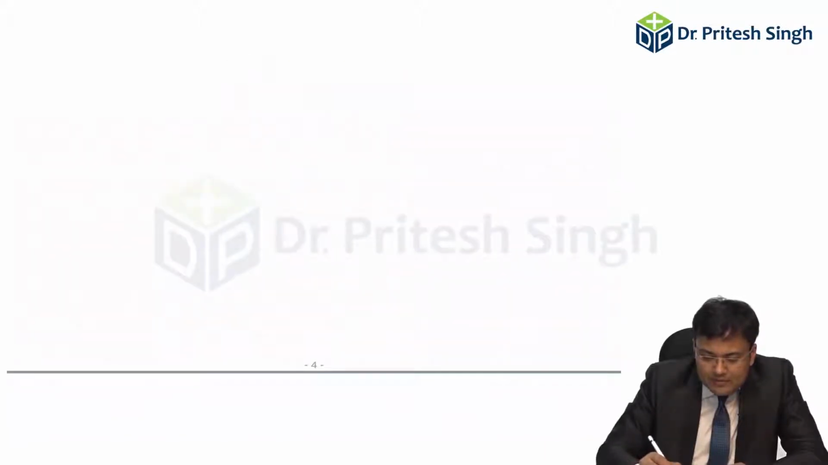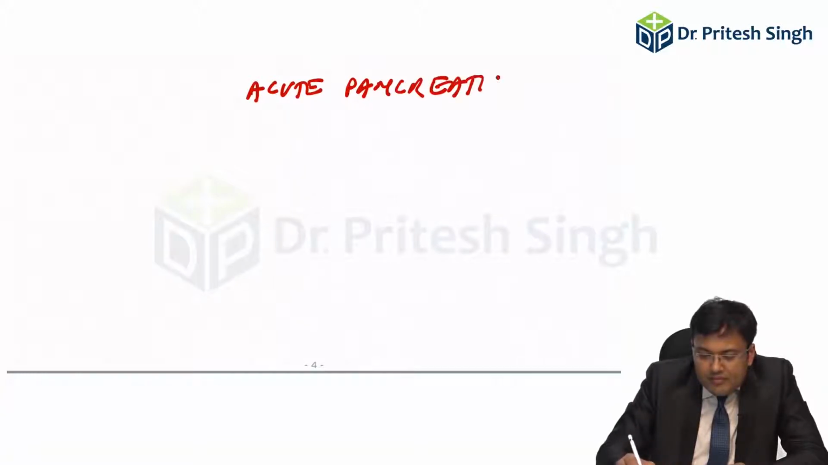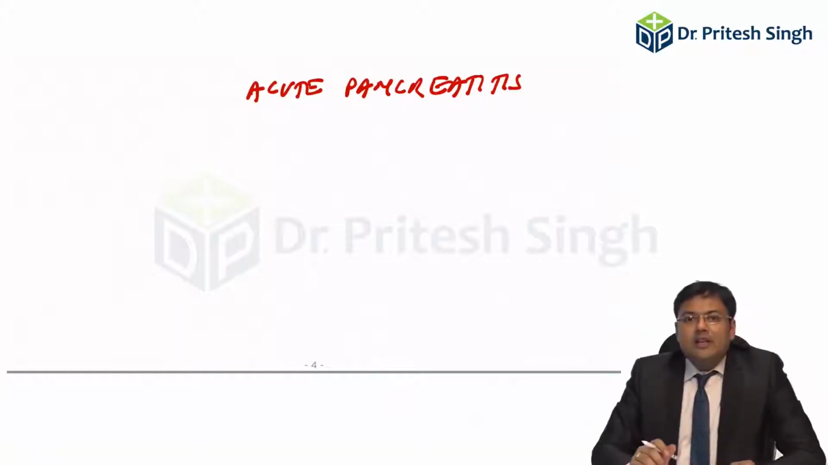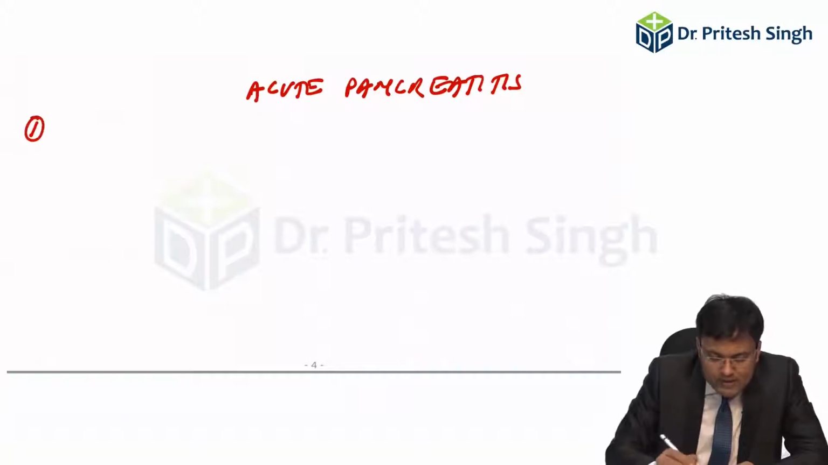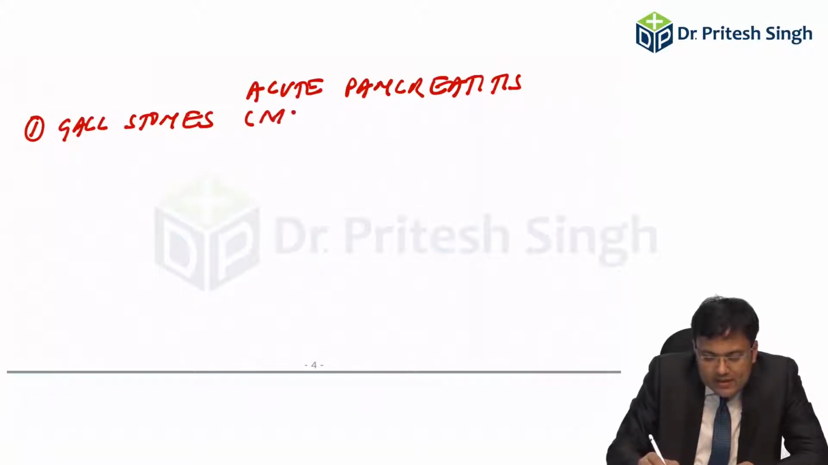Acute pancreatitis. First of all, etiology of acute pancreatitis. What is the most common cause of acute pancreatitis? It is gallstones. What is the second most common cause? Second most common cause is alcohol.